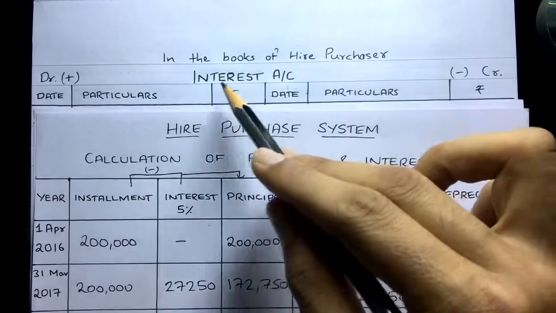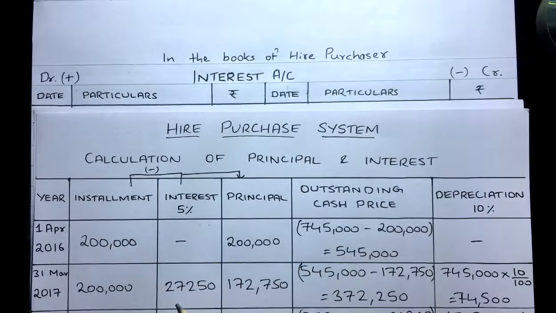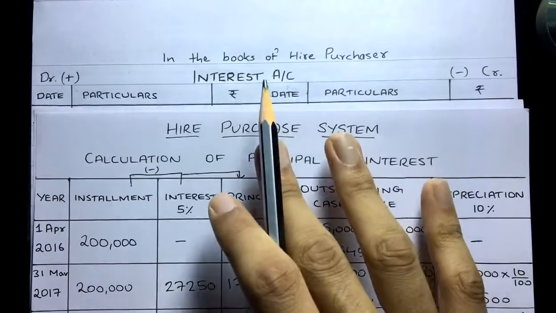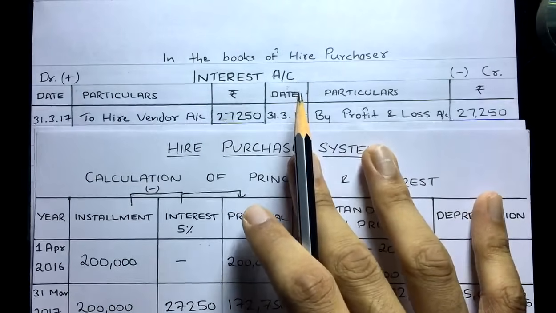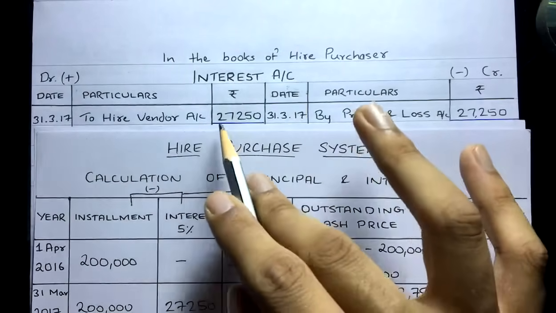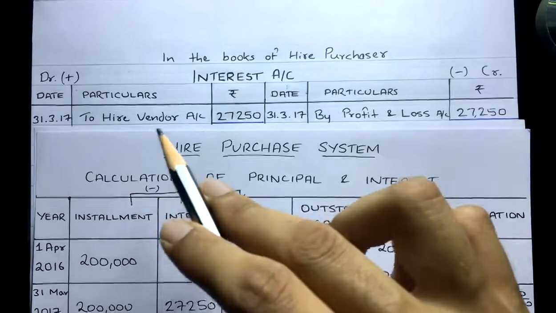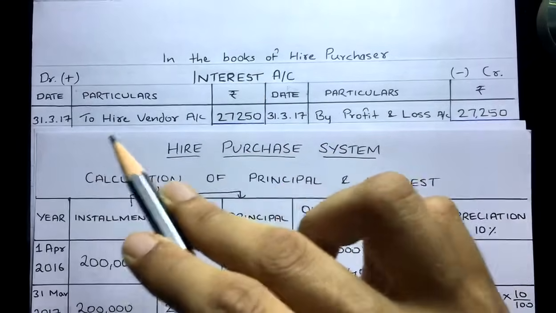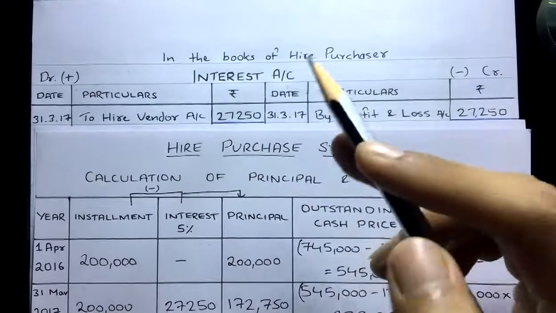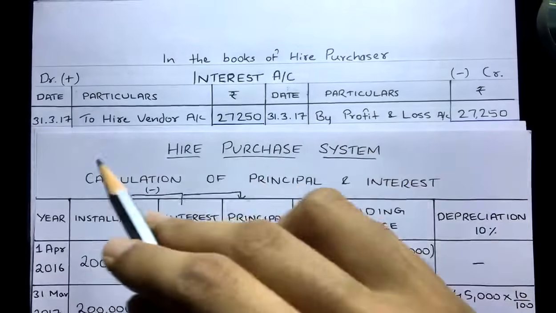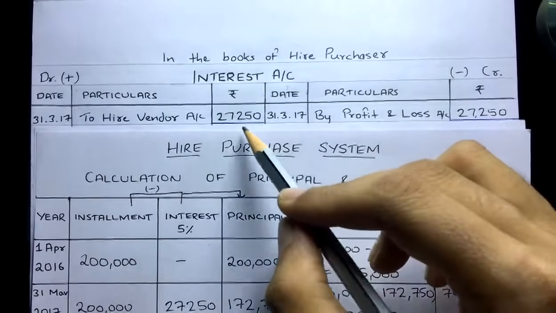So interest increased by 27,250. So debit, all right, interest account debit because of the payment made to the hire vendor. To hire vendor account 27,250. Simple, right? You getting it? Interest account debit to hire vendor account. That is the journal entry. Leave the journal entry, go directly to the ledger. Interest account to hire vendor account 27,250.